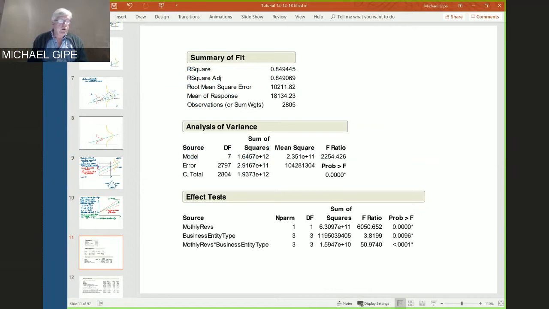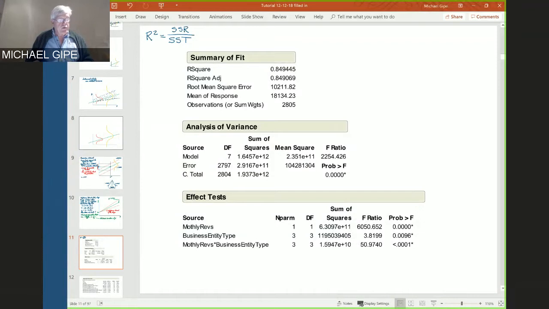The first part, summary of fit. What is it telling us here? We've got a couple things going on. R squared, that's the first value we have. And remember that R squared is calculated as the ratio of the sum of the squared regression values divided by the total sum of the squares of the differences between y values in our data and the average y value.